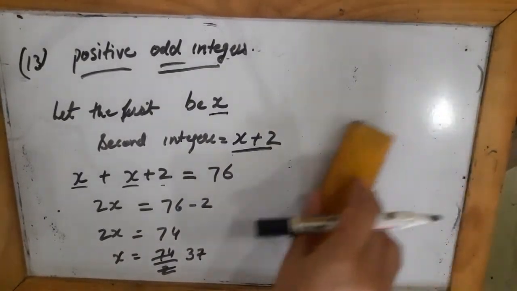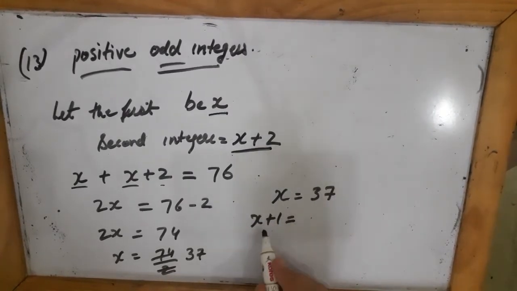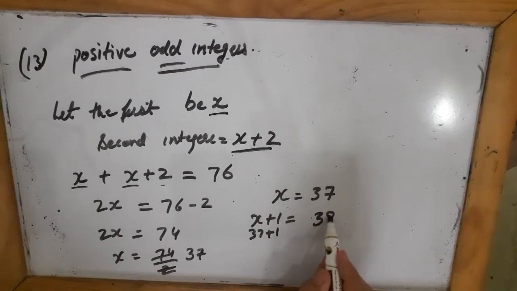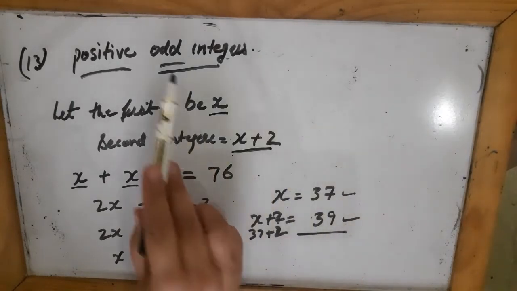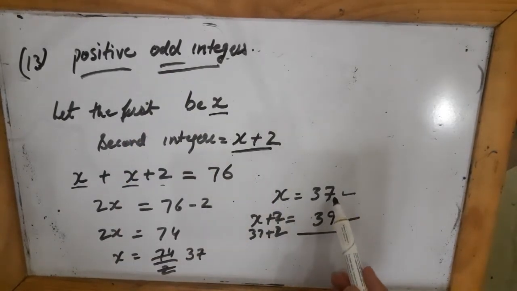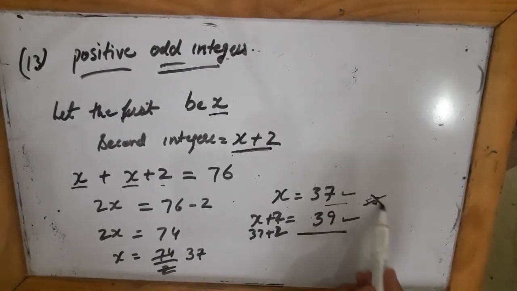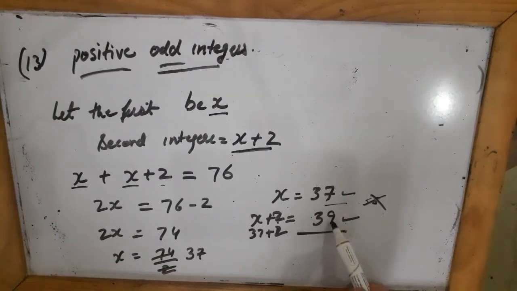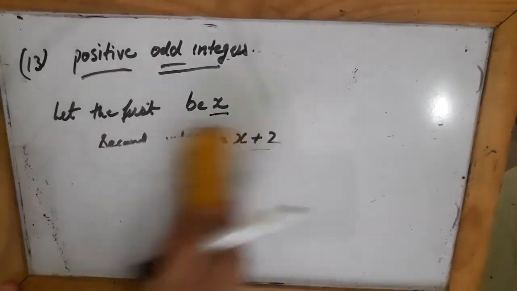So my first number is 37 and my second number, x plus 2, means 37 plus 2 will be 39. So both of these numbers you can see are odd numbers. They first said odd numbers and they are consecutive also, means after 37 comes 39. And in between it's 38 which is an even number, not required. So after 37 the next odd number is 39 and when you add these you will get 76. So this is how we solve this equation.